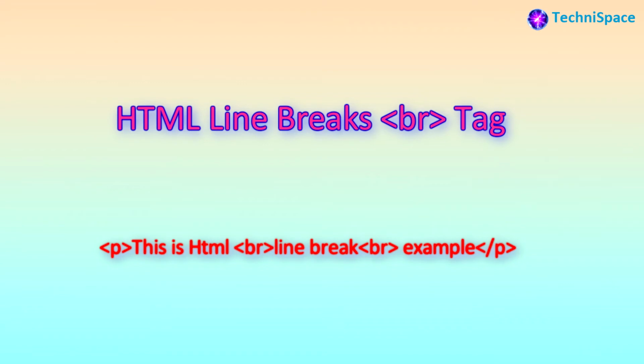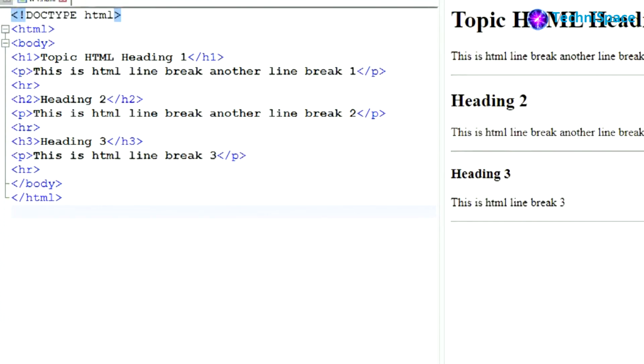HTML line break represented by the BR tag. It's useful when you want a line break, that means you want to create a new line without starting a new paragraph, shown as the BR tag. You can see here in this example.